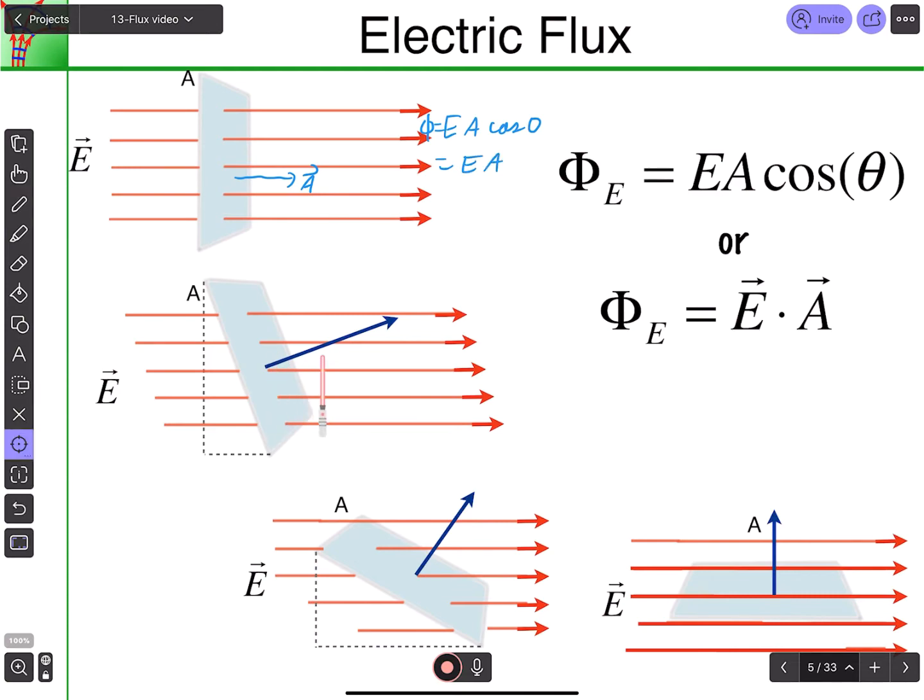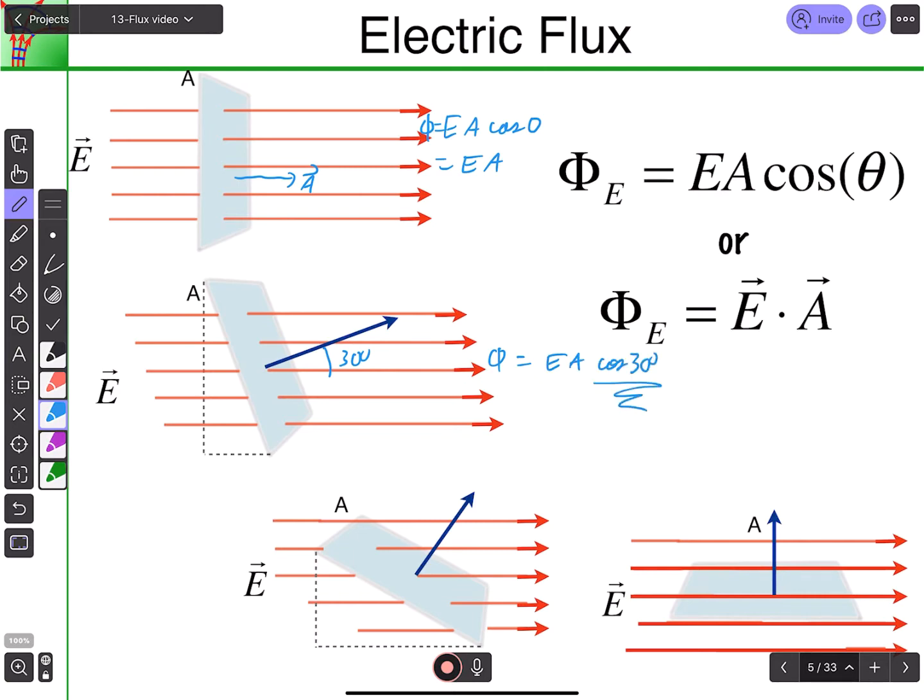And you notice that as you turn it, let's say this angle here was 30 degrees, then the flux through this one will be E times A times the cosine of 30 degrees. So this will be less than 1. So the flux gets smaller. And if you turn it all the way to here, the flux becomes E times A times the cosine of 90 degrees, which is 0. So here the flux is 0 in this case.